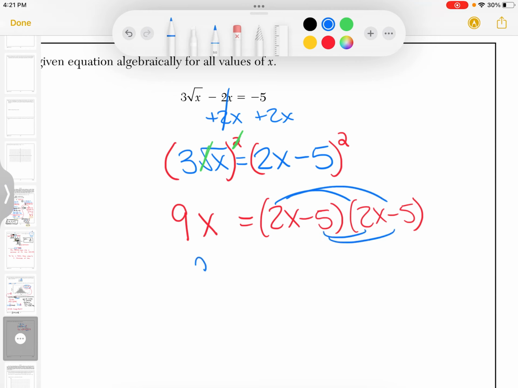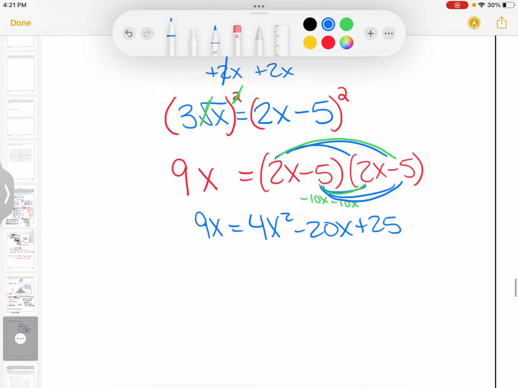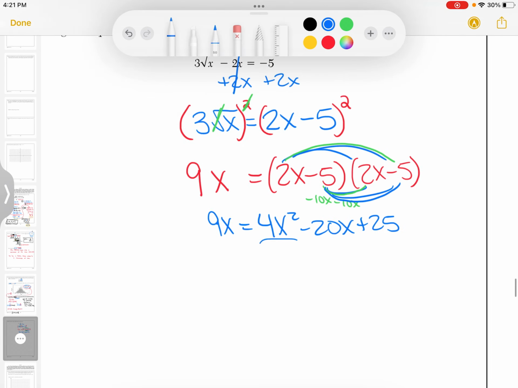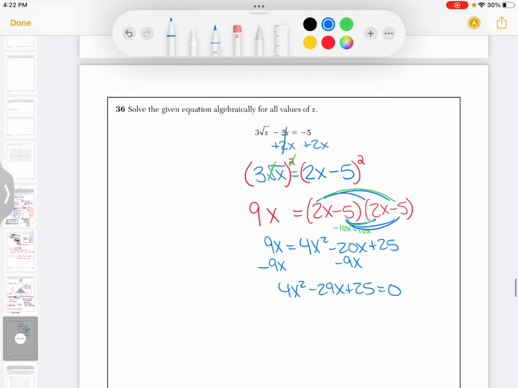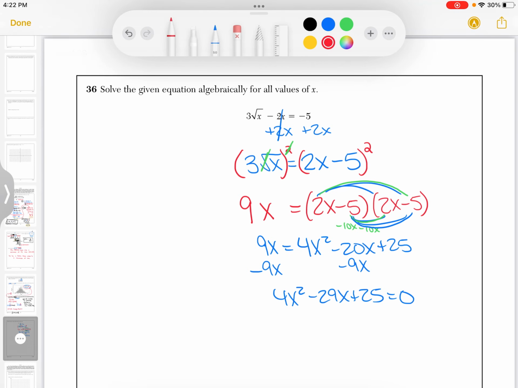Next thing I'm going to do is multiply this out now. So the 9x comes down, it equals 2x times 2x is 4x squared. I'm going to use my shortcut for this next step. When I do 2x times negative 5, I get a negative 10x. Negative 5 times 2x is a minus 10x, so when I combine those, I get negative 20x, and then negative 5 times negative 5 is a plus 25. And because I have an x squared and an x, I'm going to have to factor to solve this, but you can't factor until you're equal to 0, so I'm going to subtract that 9x over. So I get 4x squared minus 29x plus 25 equals 0.